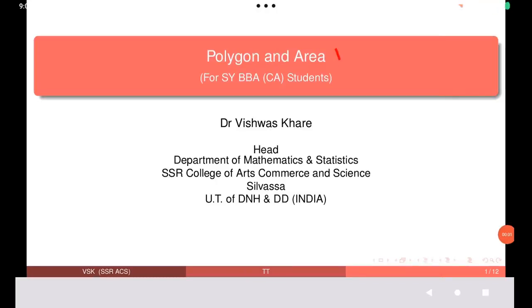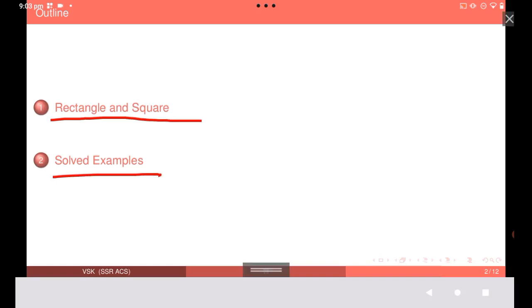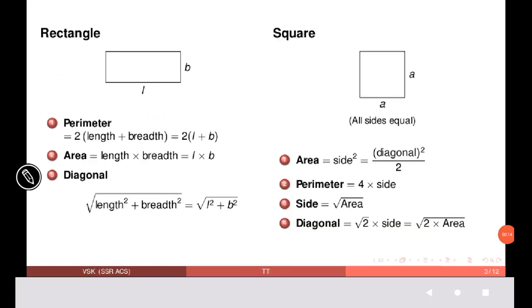Topic of this lecture is polygon and area. We'll cover these points: rectangles, squares, and some other geometrical figures like triangles, circles, and some solved examples. These are the points we are going to cover. So let us start with the rectangle.